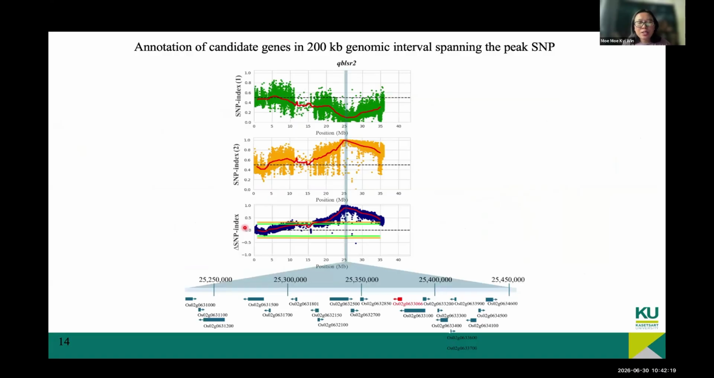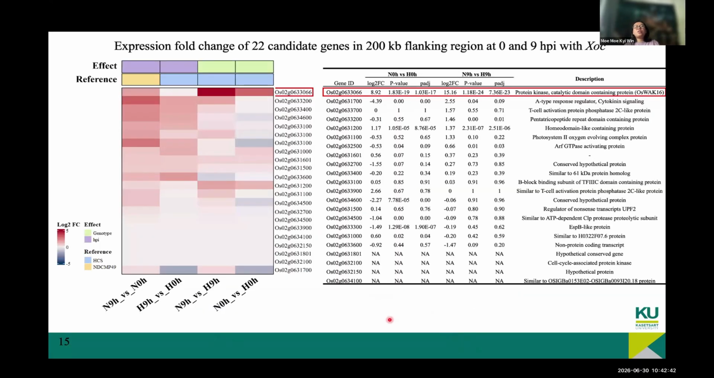The QTL region is quite huge. So then we tried to locate the SNP with the highest delta SNP index value, and we spanned 200 kb up and down of this SNP. And finally, we got 22 candidate genes in this 200 kb region. And then we tried to see the expression fold change of these 22 candidate genes.